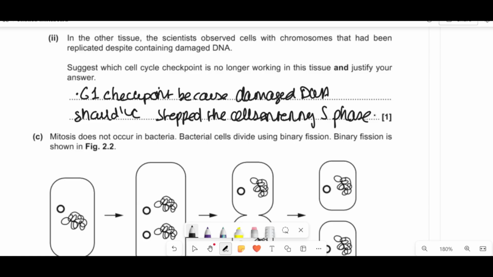This is the point where you're checking for DNA damage directly like that. The G2 phase checks to see if the DNA has been replicated without damage. You can go in with damaged DNA, and as long as it's been replicated fine, it might satisfy G2. It's G1 that's stopping that.